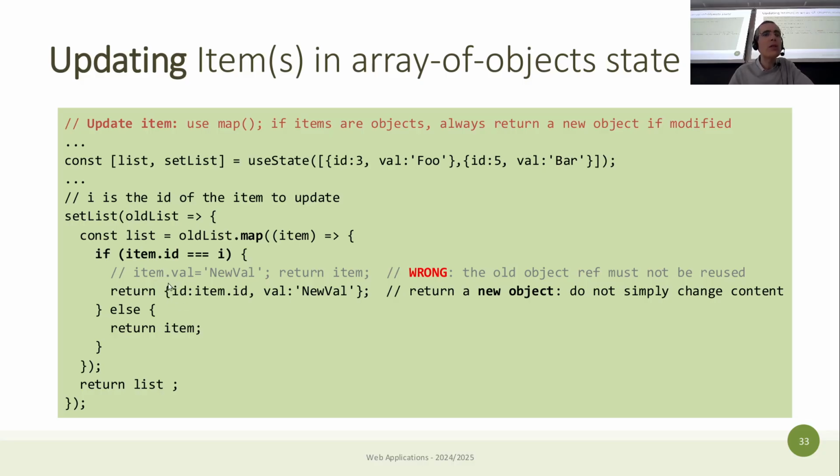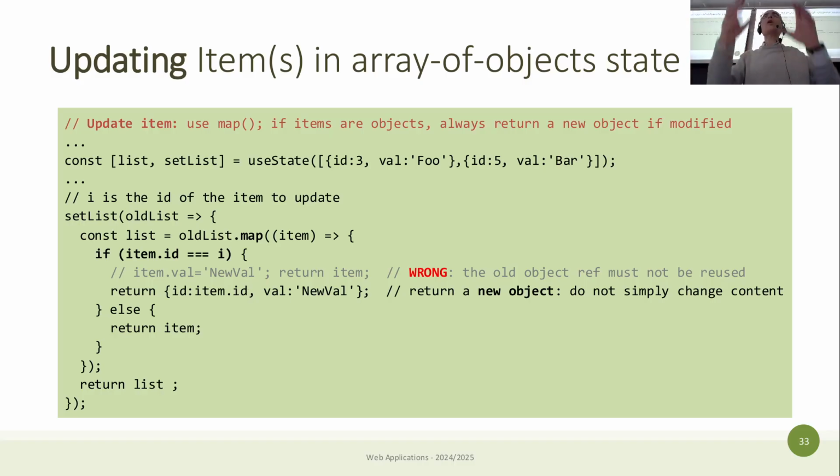That's a new object with the new value. The older value for the ID and the new value for val. I just wanted to change val. I cannot just do item.val equal to new val, like here. That's wrong, because it doesn't change the reference to the object inside the array.